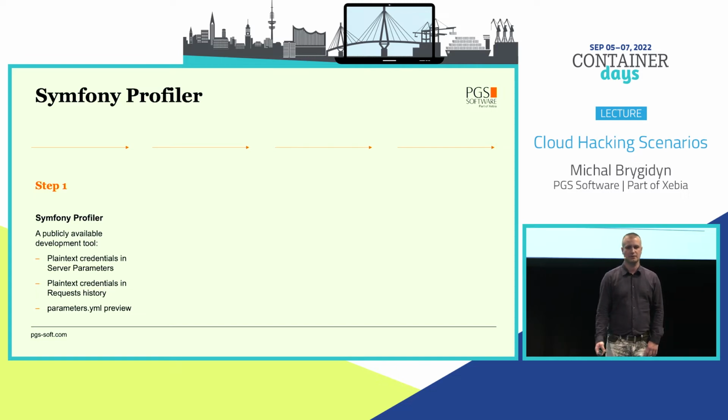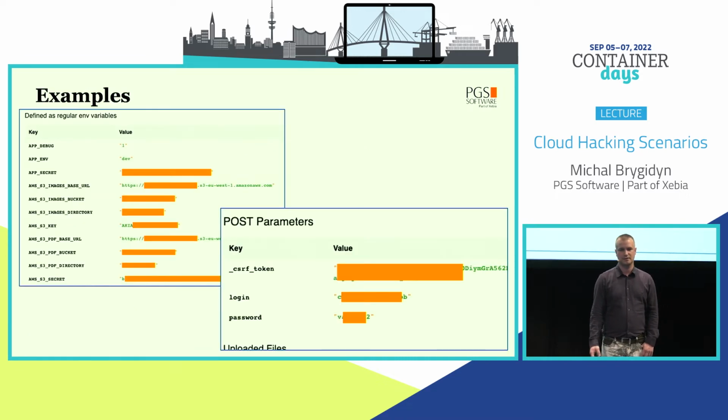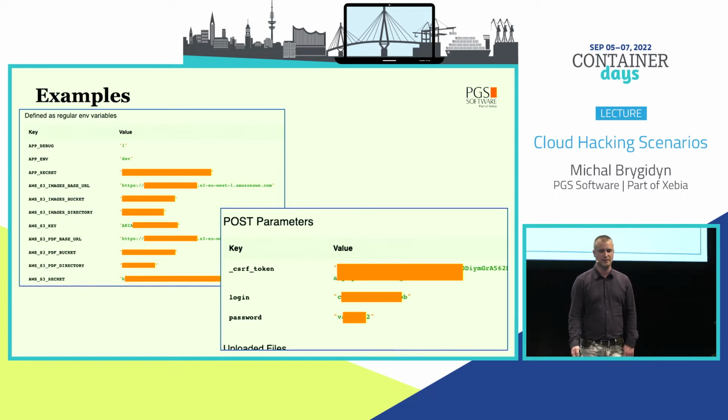But with this profiler, you can also preview the parameters YAML file with more configuration variables. With this profiler, as you can see, even in environment variables, you can find AWS access and secret keys or other passwords. And I found a first pair here, but this only gave me access to S3, so file storage. I don't want that. I want to be admin on that account, so let's dig deeper.